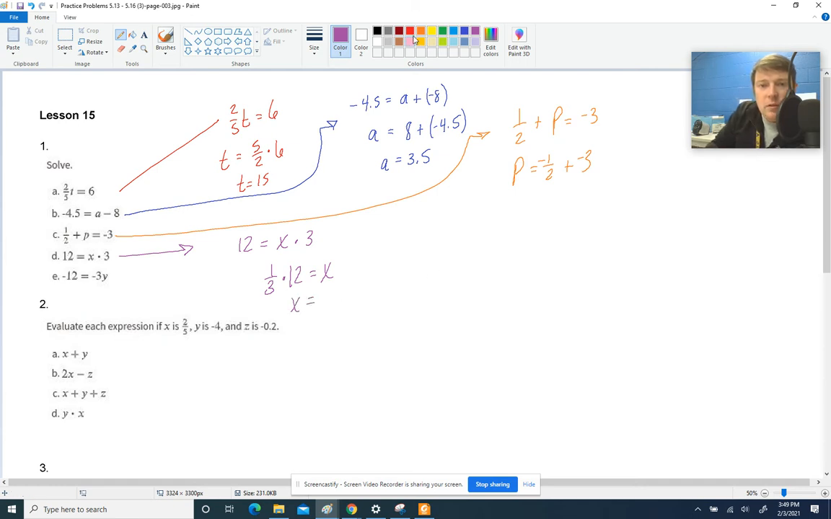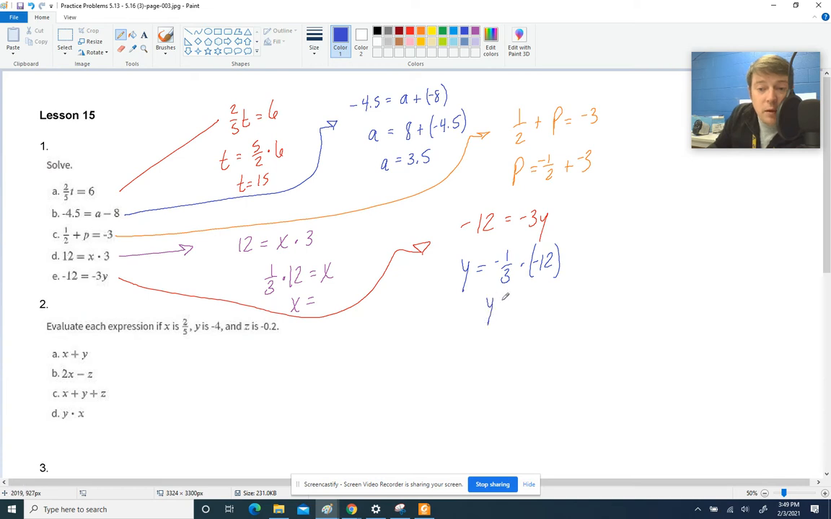And then the last one I'll do over here to the side. It's -12 equals -3y. Same idea here. y is going to be -1/3 times -12. You could also divide 12 and 3 here. It's a negative divided by a negative, so you know it's going to be positive. Both of these are going to be +4, however you think about it. So I get +4 for that one. All right, let's move on.